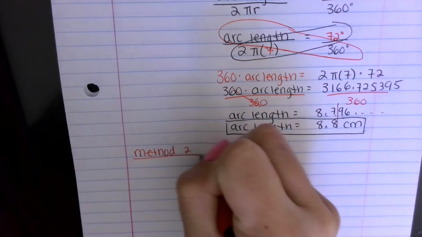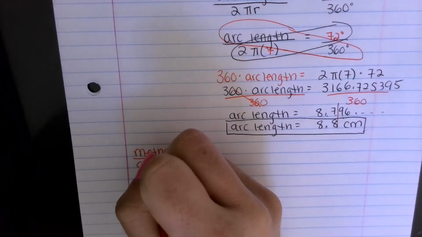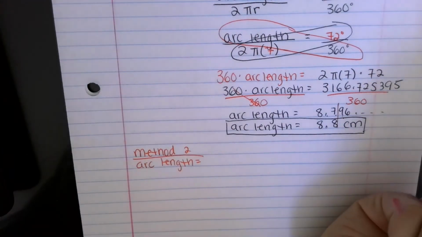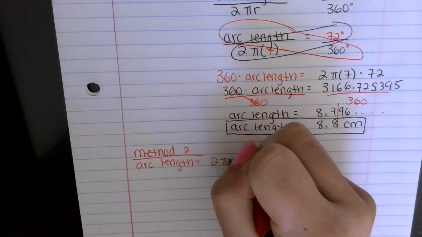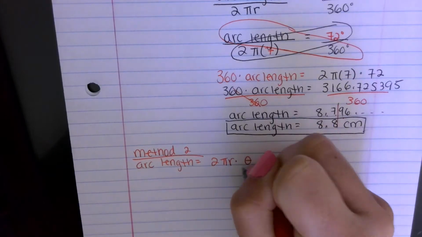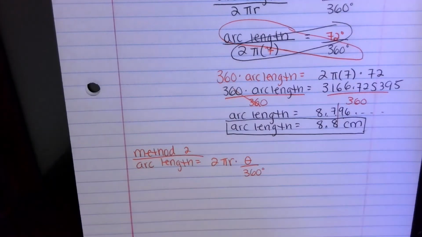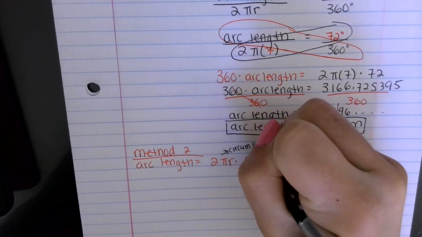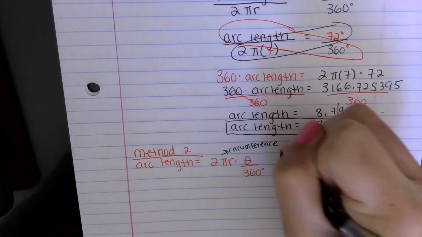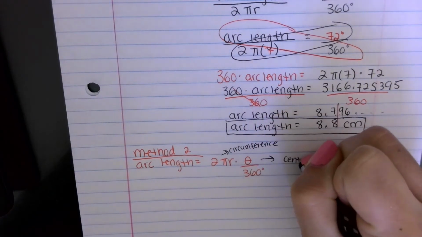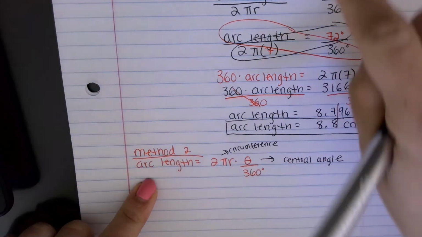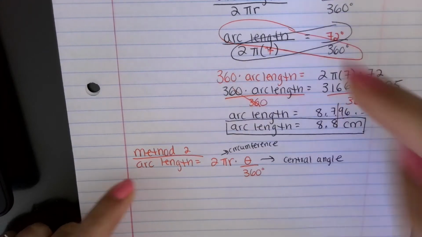So method 2, you just go straight to the formula, which is arc length equals my circumference times the central angle divided by 360. So this is my circumference, and that's my central angle. So this equation got derived from those proportions. If you're looking for arc length, that's what you're doing.